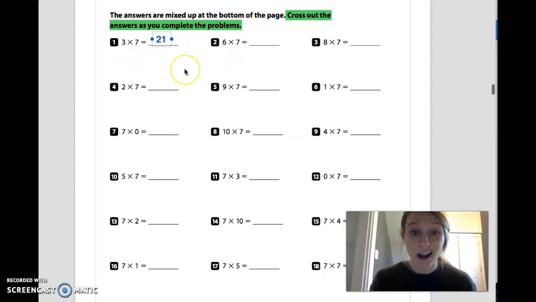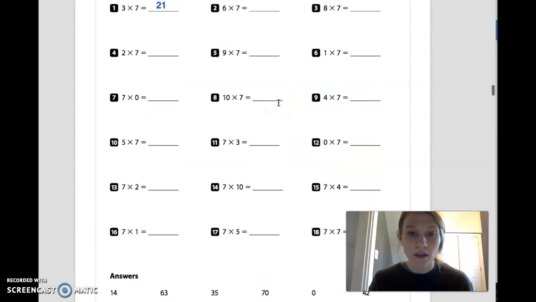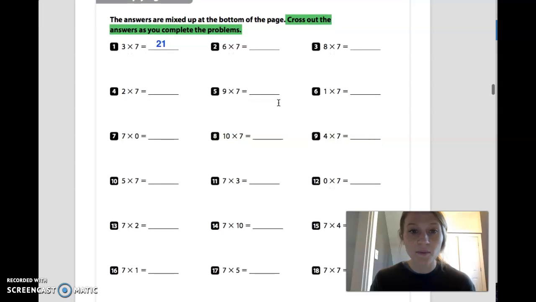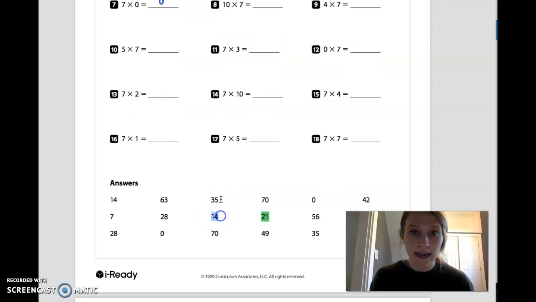So I got to move down. Do you guys see the number 21 anywhere? Right here. Let me make sure I highlight it. Oh, get my highlighter. So I just crossed out 21. Okay. Let me keep going. Now, 2 times 7. I know that. 7 plus 7 is 14. 0 times 7. Remember, anything times 0 is 0. Now I got to go down. I just did the number 14. I better cross it out.